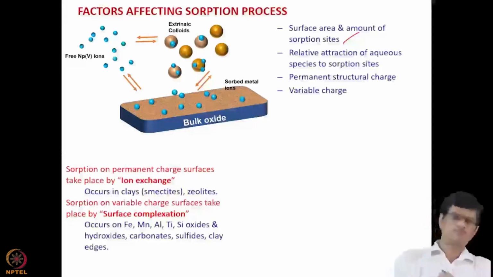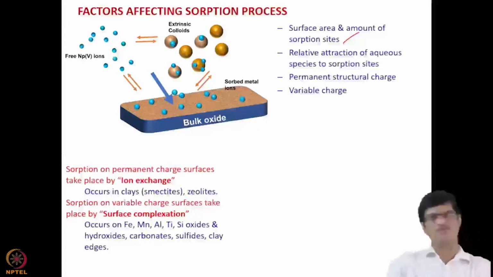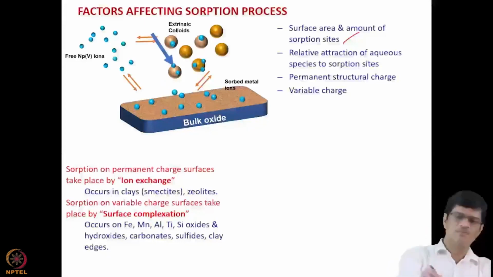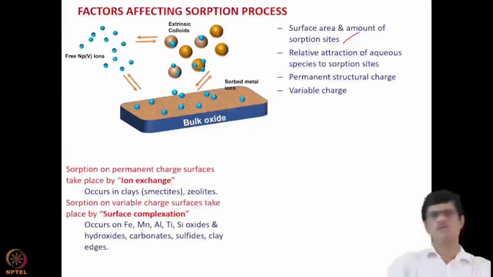As shown here, some of this neptunium will, of course, directly form a complex with the surface of this bulk mineral phase. Then it can also bind with some of the mineral colloids, these bigger size species which are shown here. This is the mineral colloids which are there. What the colloid is, I will be discussing subsequently in this lecture.